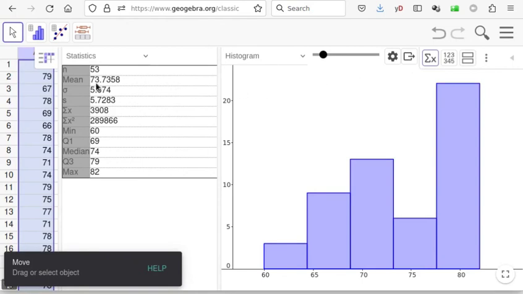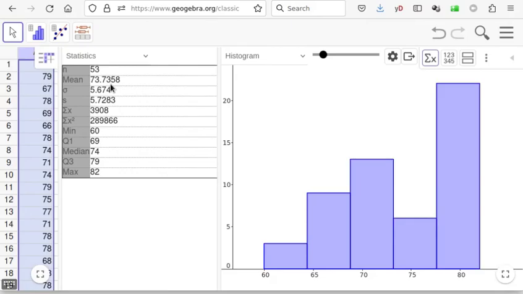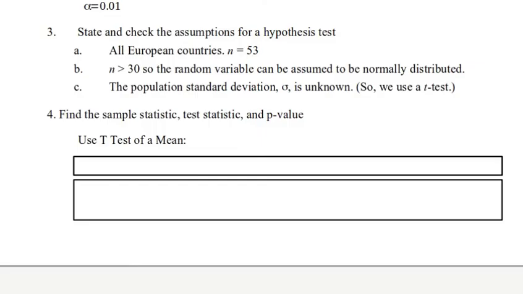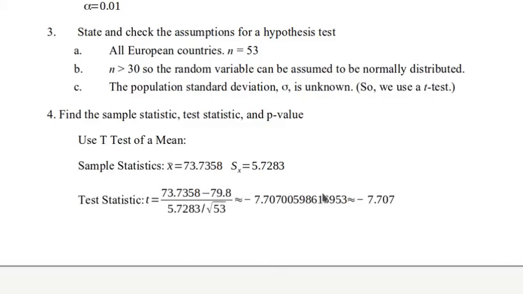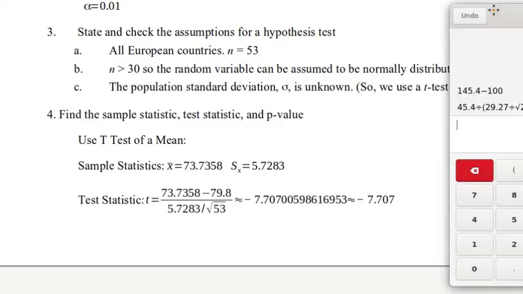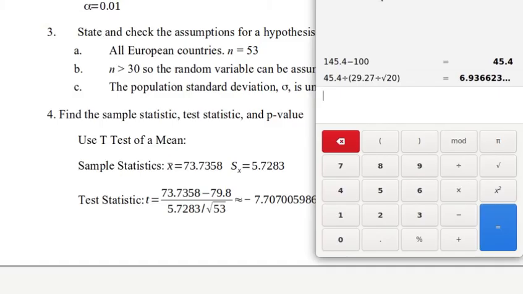It looks like the mean is 73.7358 and the sample standard deviation is 5.7283. Okay, let's take that information back to the workbook. It looks like we have our sample statistics, and now let's find our t-score. So to calculate that, let's use the calculator built into our system.